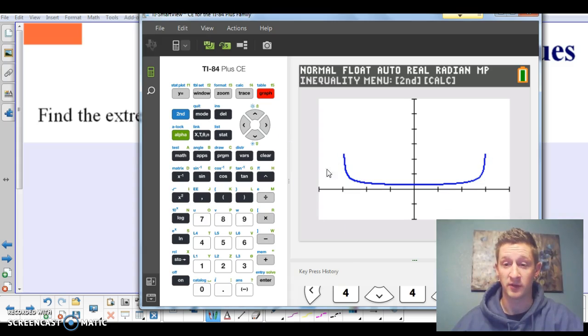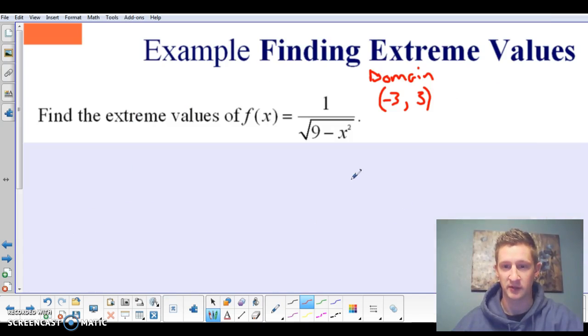Now, I'm looking for extreme values. As I look at this, I would assume that there's a maximum here and here. However, this is an open interval. I can't actually plug in -3. I can't actually plug in +3. So there's probably going to be no maximum. Looking at this, there's probably a minimum somewhere around here, probably around 0, I would bet. But let's confirm that analytically using the derivative. I'll come back to this.